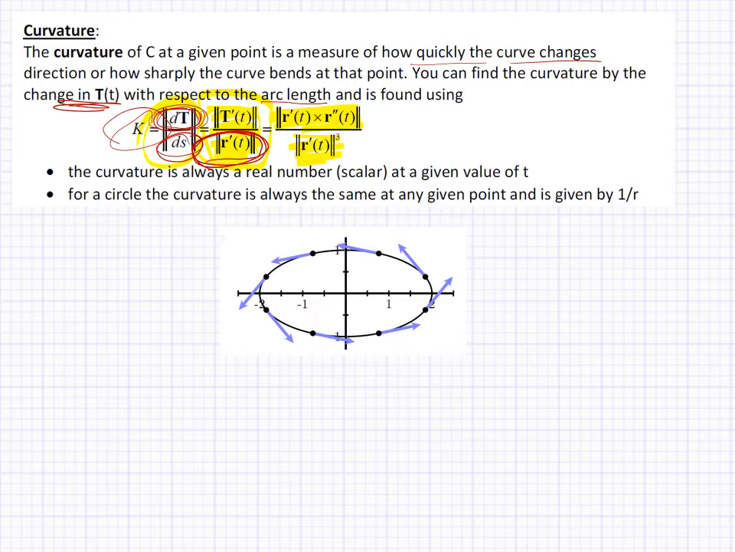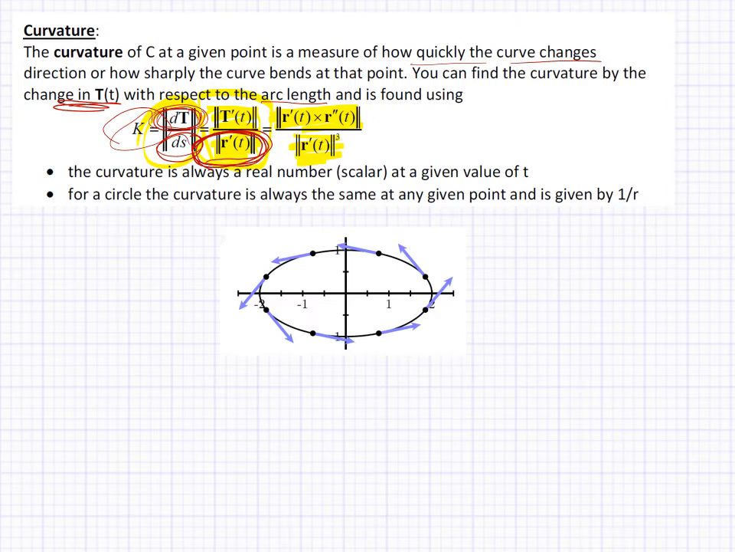And we've seen this multiple times in that sometimes the magnitude of r prime is a constant, and sometimes the magnitude of r prime is not a constant. It's a function of t. And so this right here is the determining factor as to which one of these two formulas we should use.